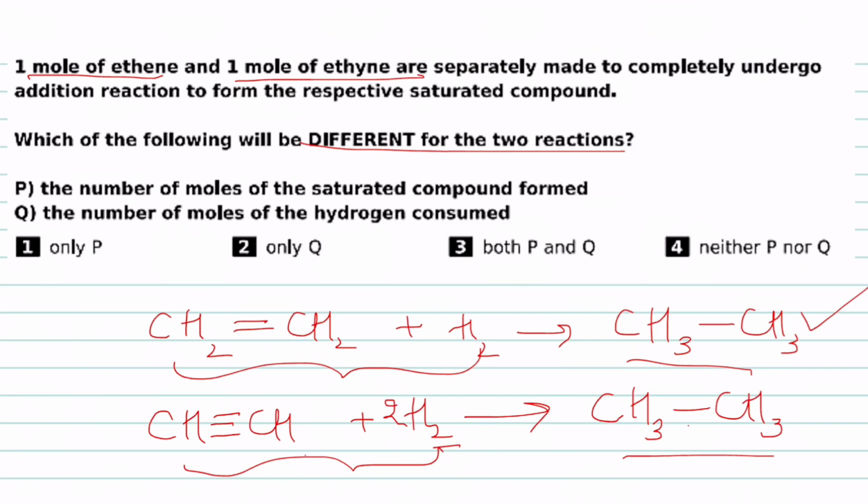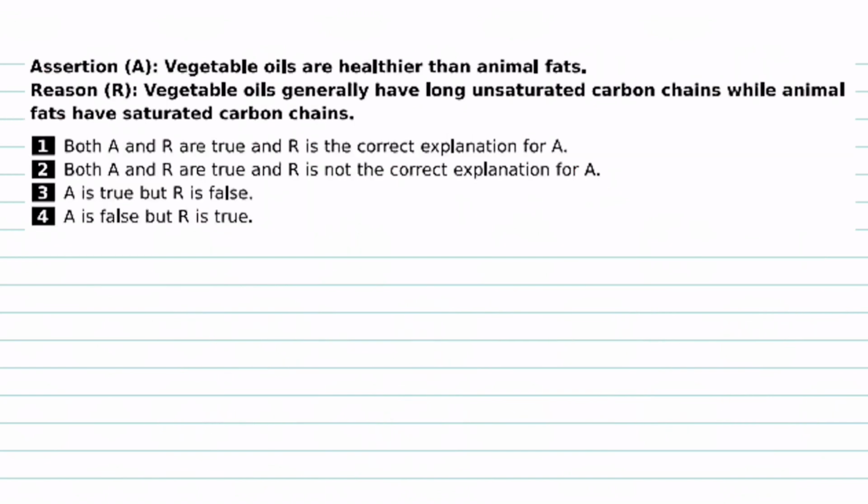So let's see what is different. The number of moles of saturated compound formed, that means the number of moles of ethane formed? No. 1 mole of ethane is formed for both, so it's the same. So that is not the answer. The number of moles of hydrogen consumed is actually different. For ethine, it's twice the number of moles of hydrogen consumed as that in ethene. So definitely only Q would be your answer. Moving on to the next question.